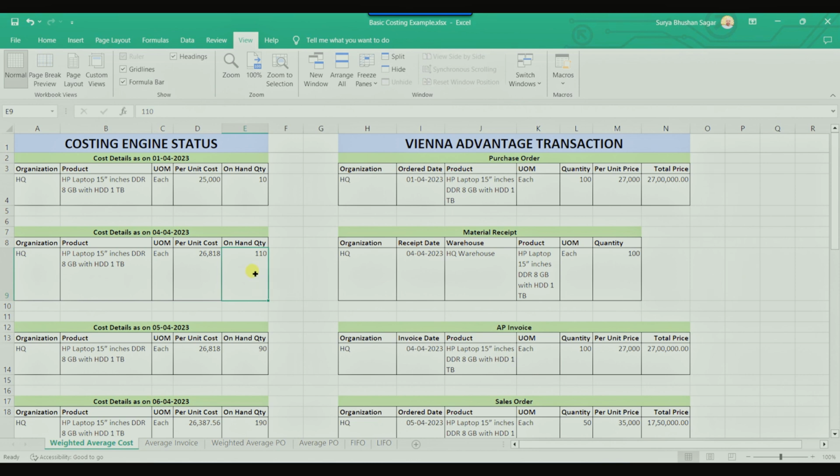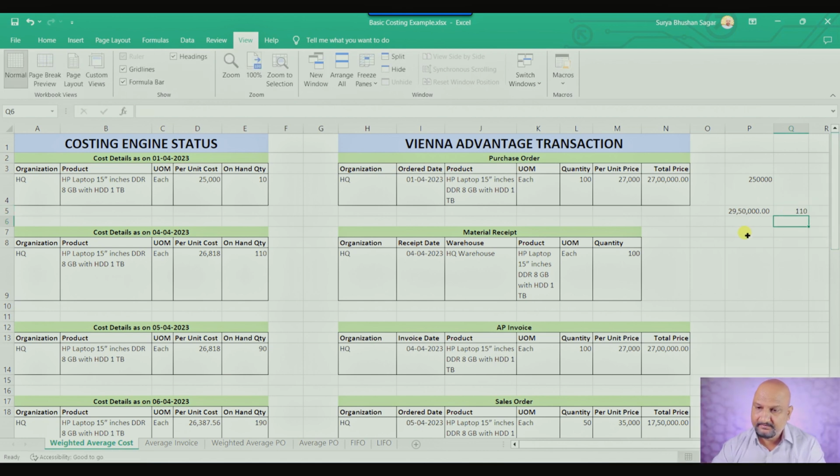Now this cost is calculated, as I have mentioned, from the available quantities plus the incoming cost and the incoming quantity. In my case my incoming cost is going to be this value and my available is 25,000 plus this. So it is going to be 27,000 multiplied by 100, and thereafter I would sum this value with 25,000 times 10. So my total value is this, and how many quantities am I receiving? 100 plus how much is available, 10, which is equal to 110. Now if I divide this value by this, it gives me the result 26,818.